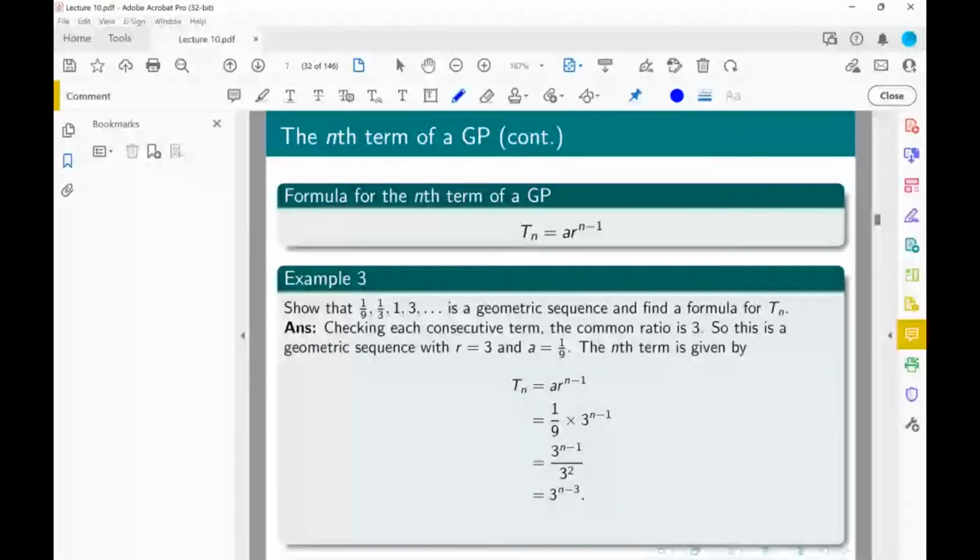And just as a check, if n is 1, we'd get 3 to the minus 2, which is a ninth. If n is 2, we'd get 3 to the minus 1, which is a third. So you can check that actually makes sense with this sequence.